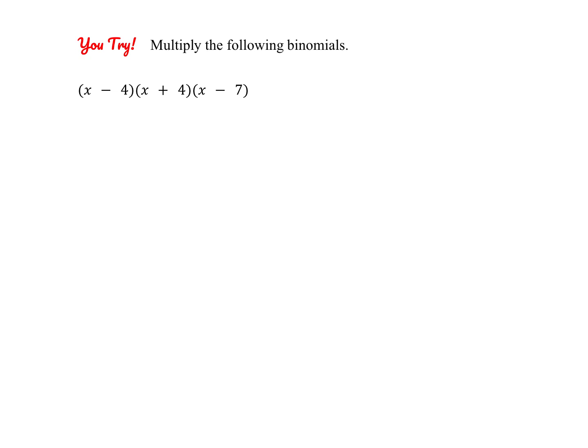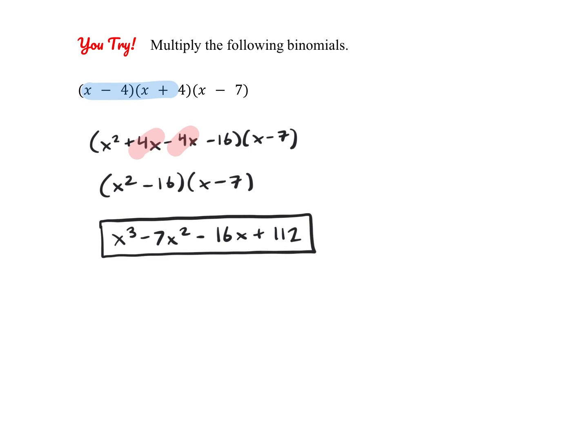All right, go ahead and pause the video and give this last one a try on your own. All right, go ahead and check your work. Here I started by multiplying the first 2, and it actually simplified out to just become x squared minus 16. Then I multiplied in my final binomial, and here was my result. You didn't even need to combine like terms.